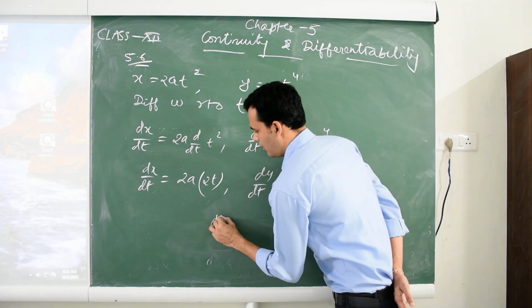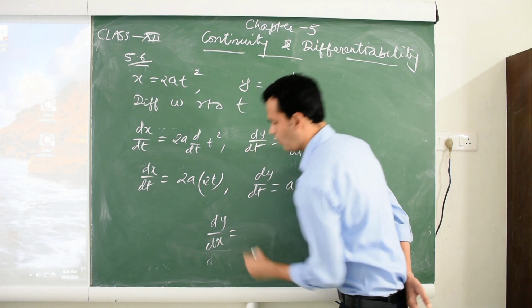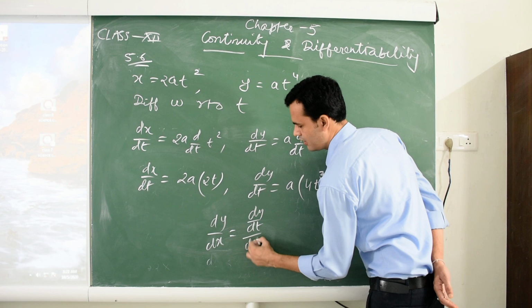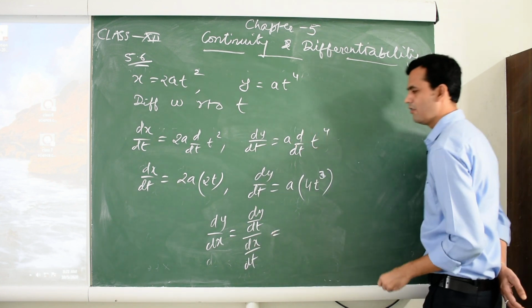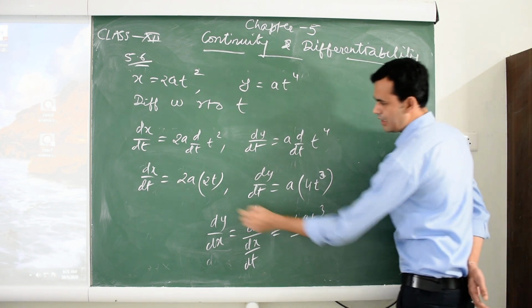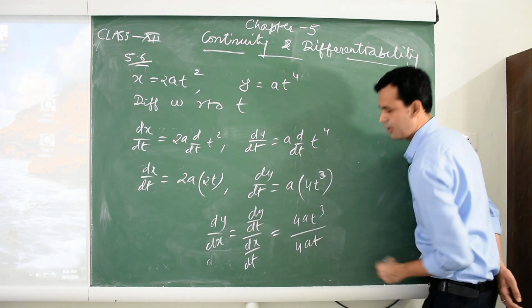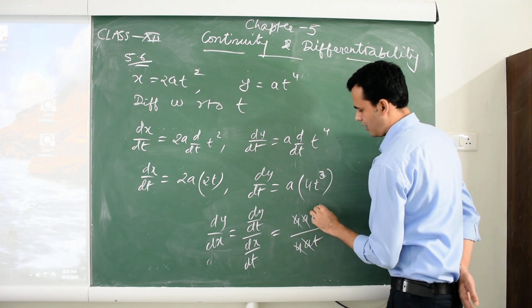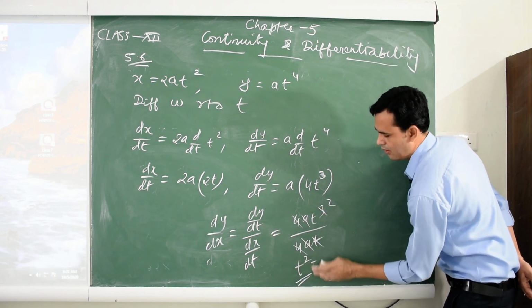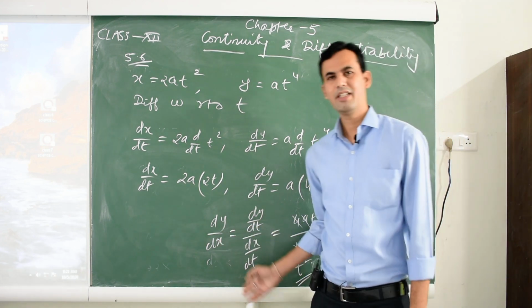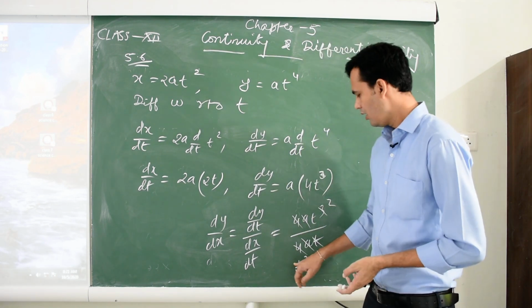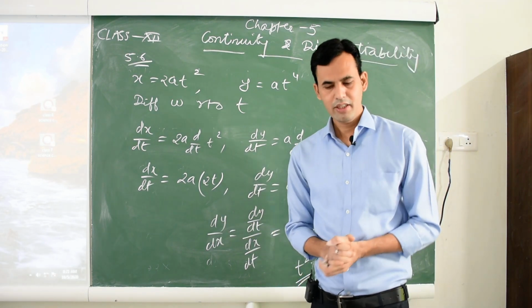Now dy by dx equals, we know that dy by dx equals dy by dt upon dx by dt. So dy by dt is 4at cube, and dx by dt is 4at. 4 cancels by 4, a cancels by a, t cancels with t cube. So t square is the answer. The value of dy by dx is t square. So without eliminating the parameter t, we get the value of dy by dx.